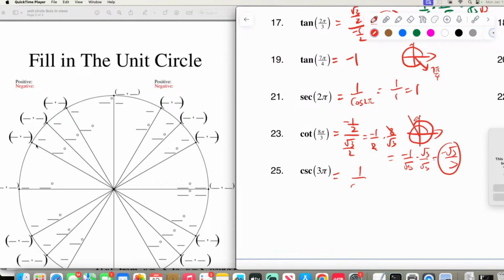Number 25, so it'll be 1 over sine of 3 pi. What is sine of 3 pi? Sine of 3 pi is what? 0. So 1 over 0 is what? Undefined. Write it out to recognize this is correct.